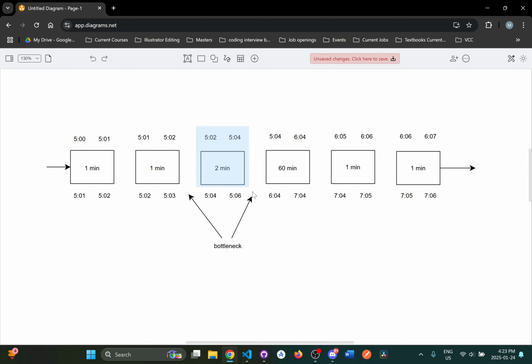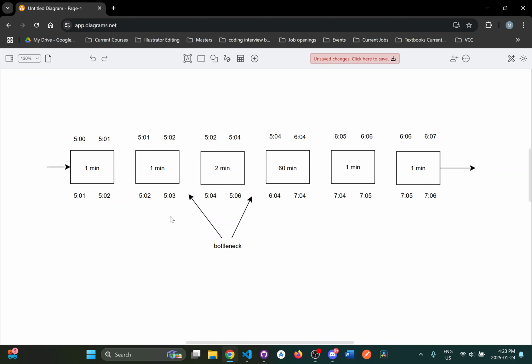But here's a problem: it takes 2 minutes here and also 60 minutes here. So you can see when it's 2 minutes, it'll actually be done at 5:04. And then here, this car is done at 5:03. So we cannot just push this car in at 5:03 because it's still working on the car. It's not going to be done until 5:04.